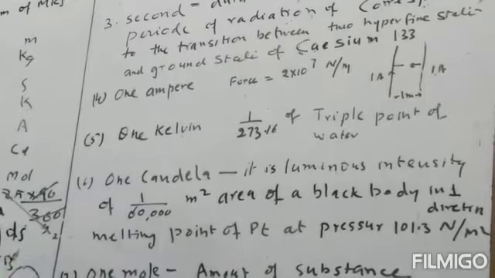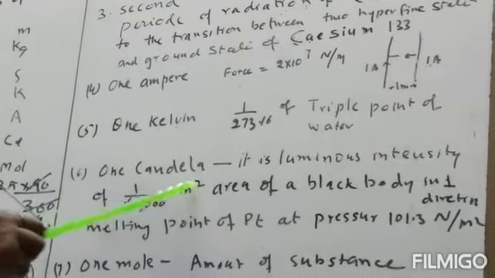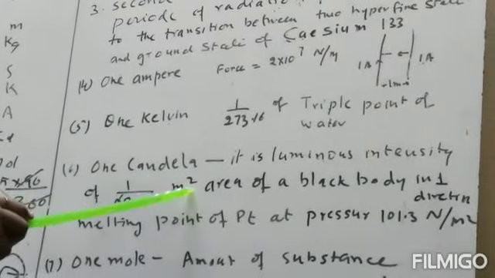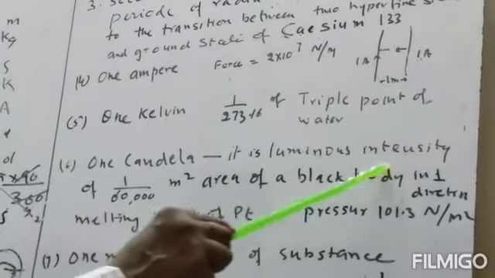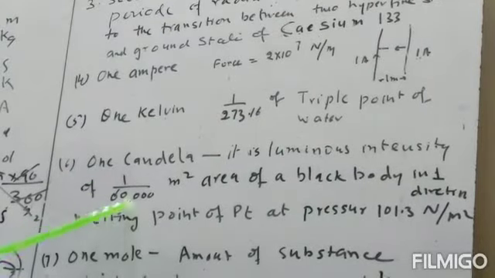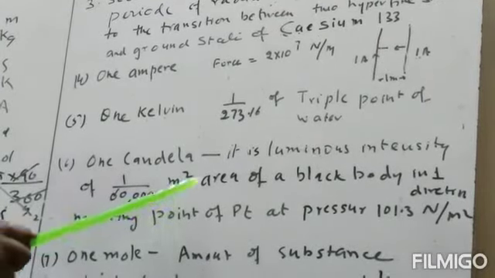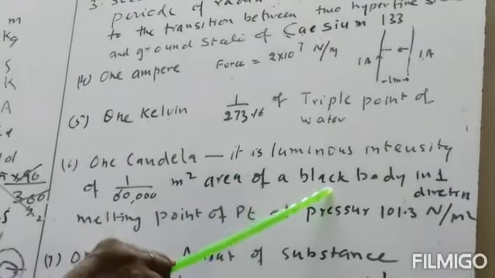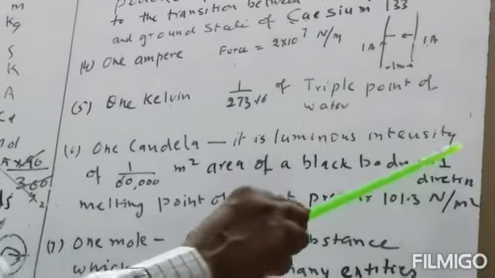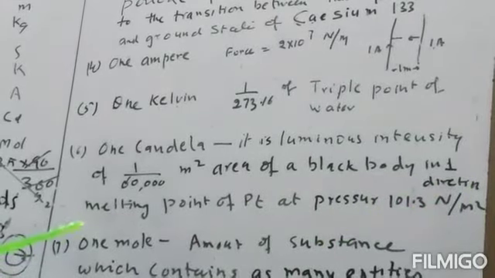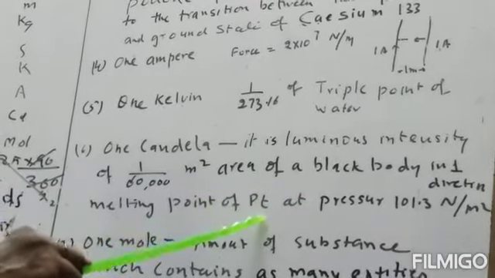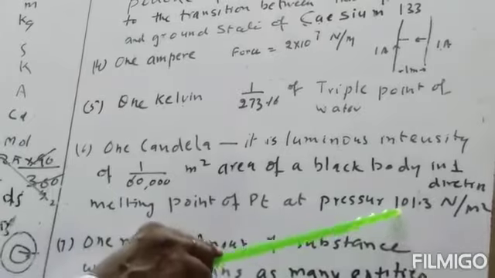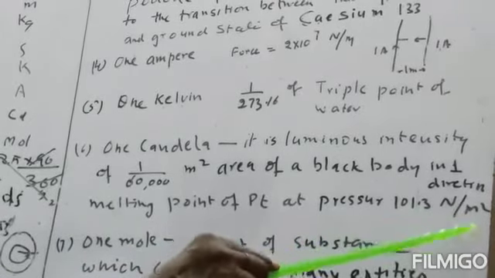Now next is 1 candela. One candela is the unit of luminosity. It is the luminous intensity of 1/60,000 meter square area of a black body in the perpendicular direction at the melting point of platinum, and the pressure is 101.3 Newton per meter square.